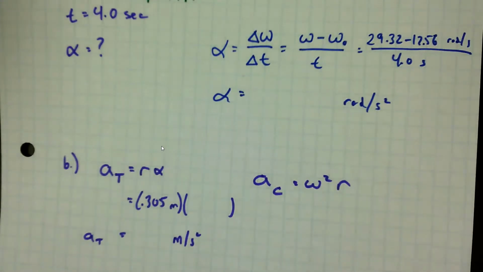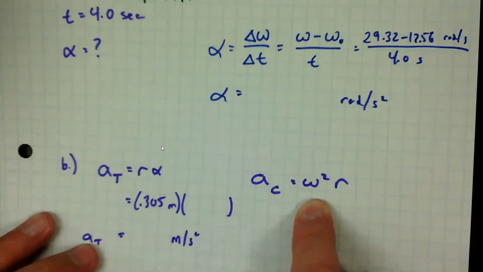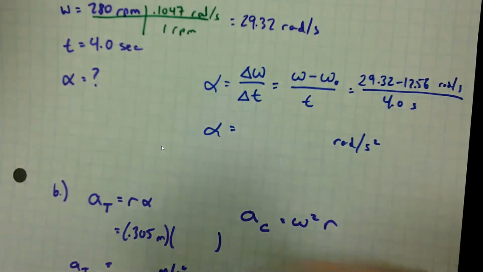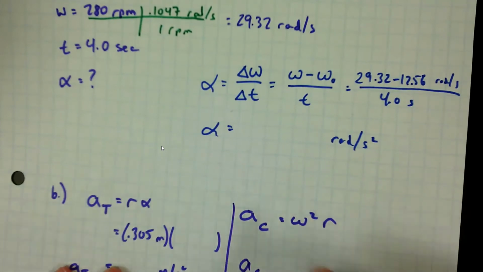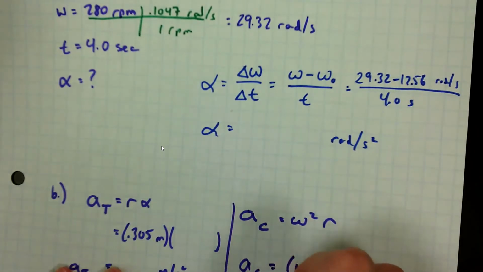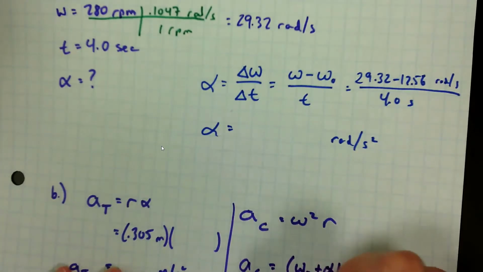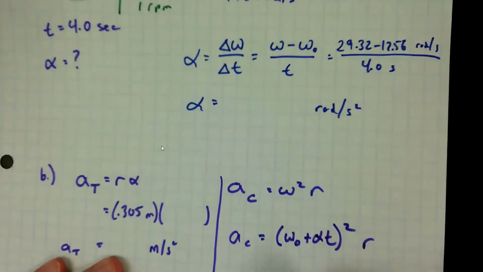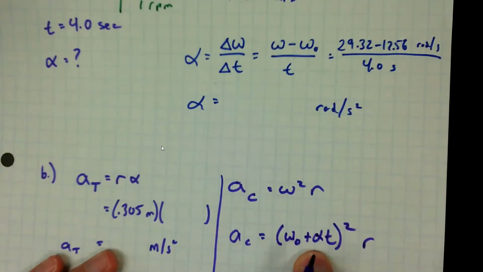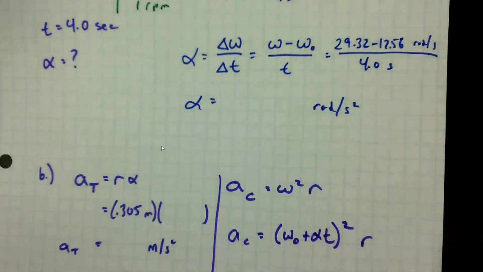Now, there's a couple ways you could do this. I think the easiest way might be to say, okay, well, the omega at 2 seconds, I can deal with using Old Faithful, right? So it'd be omega naught plus alpha t. So what I could say is I know what omega I started at. I know what the alpha is. T is going to be 2 seconds. I think that's the easiest way to solve that.